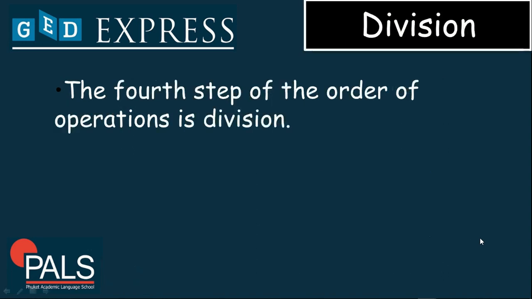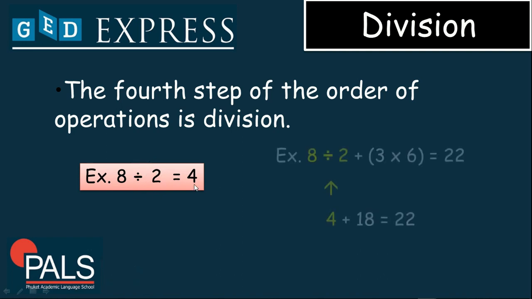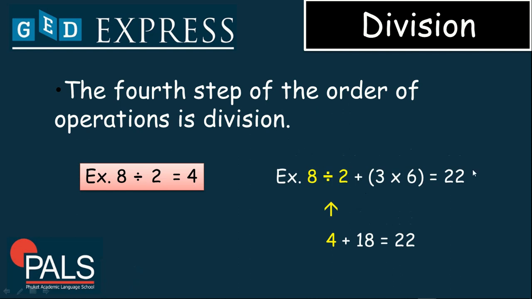Now, the fourth priority is division. Suppose we have 8 divided by 2, with the symbol for division. The answer is 4, and we try to apply that to an equation. For example, we have a number inside the parentheses, so we prioritize this first: 3 times 6 is 18. After that, we prioritize division: 8 divided by 2 is 4. We bring down the other number to arrive at our final answer: 18 plus 4 is equal to 22.